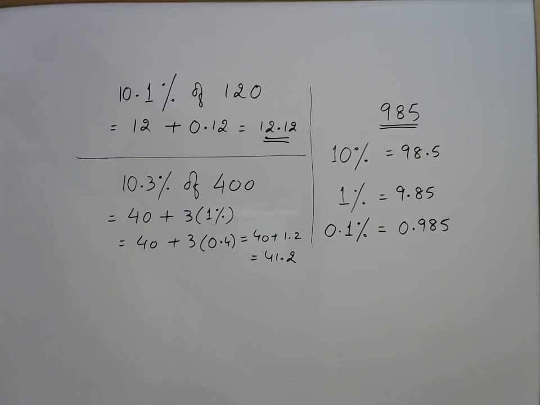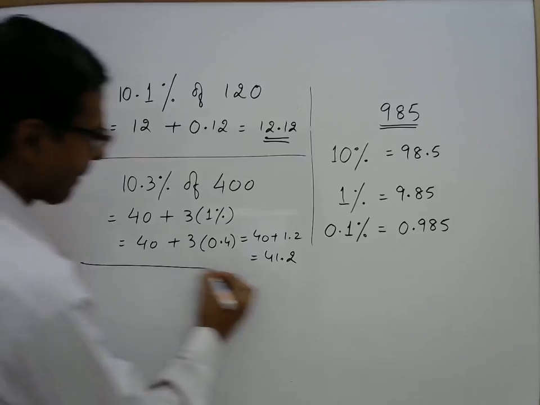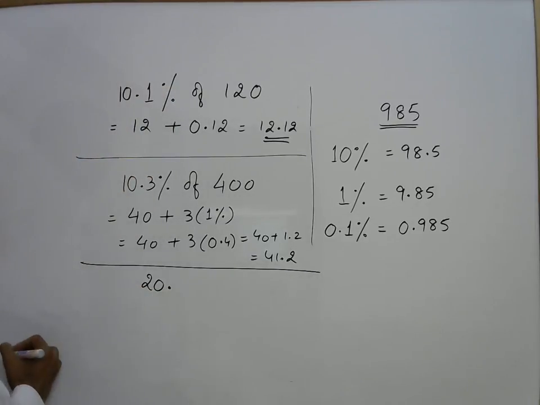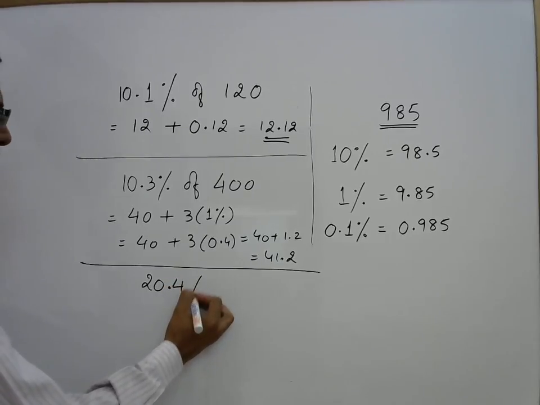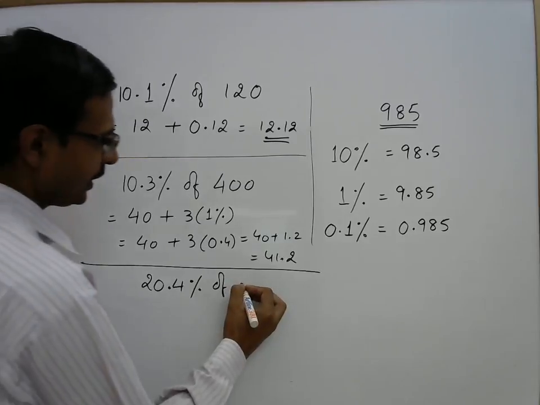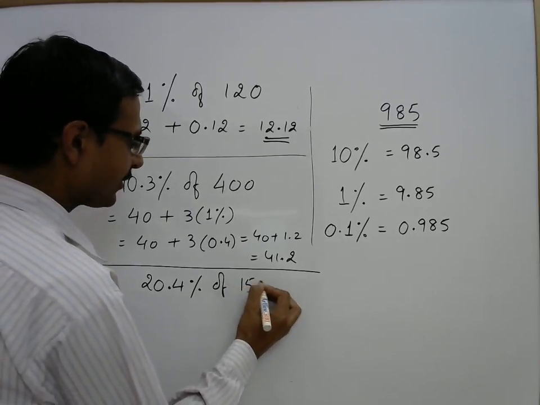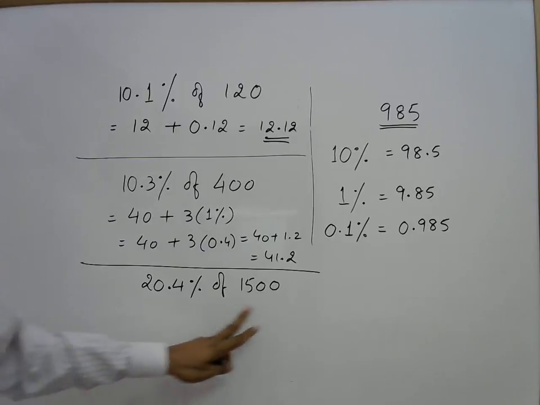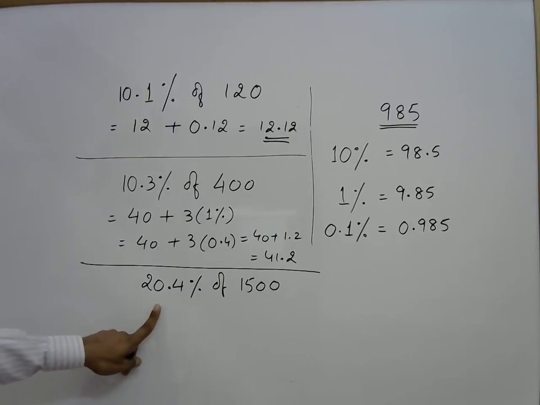41.2%. So let's have another demonstration. This is 20.4% of, okay, I have 1500. 20.4% of 1500. Now see, break 20.4%. How do you break this?